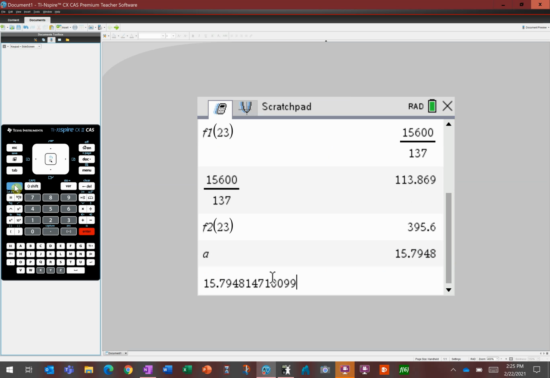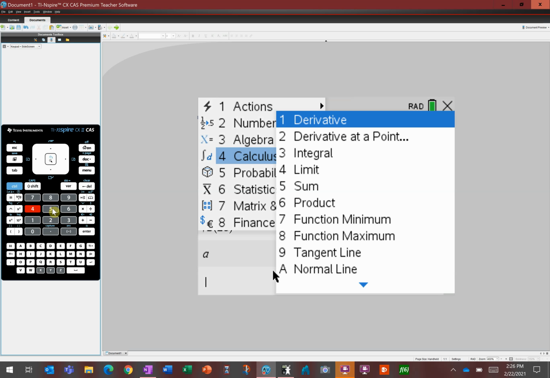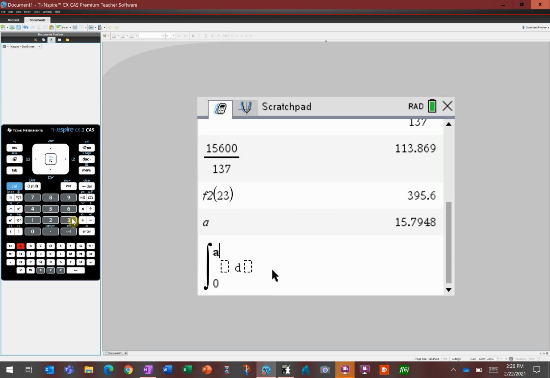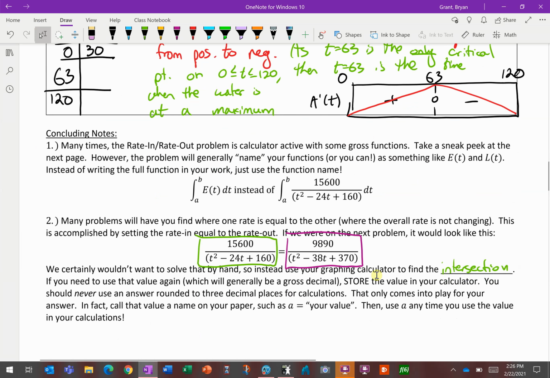And so if you were asked to do an integral, you would need to do that integral, let's say from 0 to A or something like that. Instead of typing 15.794, you'd need to use that stored value within your integral. So be very careful there. Use that stored value instead of an approximation for the intersection.